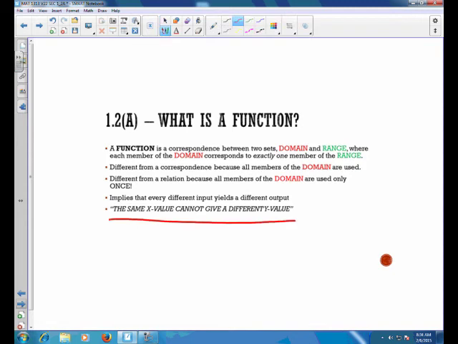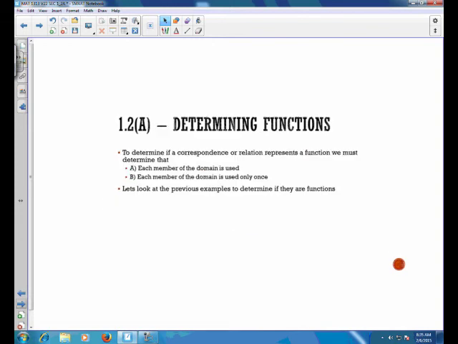Okay? That statement's very important when we're looking at sets of ordered pairs to determine if they represent functions. The same x value cannot give a different y value. So to determine if a correspondence or a relation represents a function, we have to determine that each member of the domain is used and that each member is only used once.